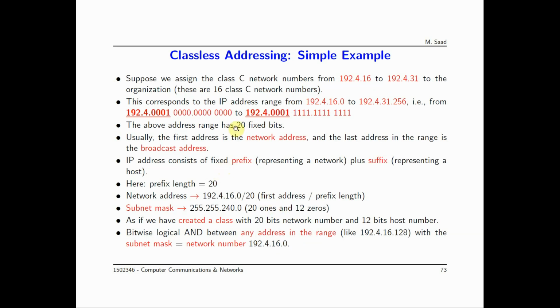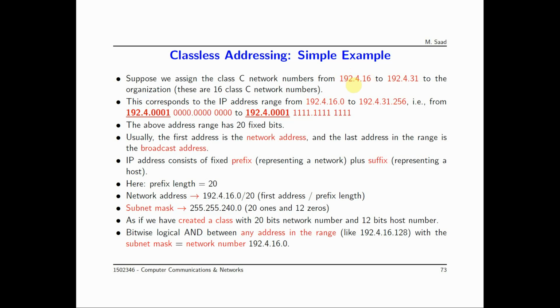Let's say for our organization, we will assign several Class C network numbers. Instead of using only one Class B network ID, we will use several Class C network IDs from 192.4.16, just an example, until 192.4.31. By the way, if you review the Class C IP address structure, it begins with 110 in binary, and if you convert 192 into binary, you will verify that it begins with 110. So what you see here is, in fact, a Class C address.